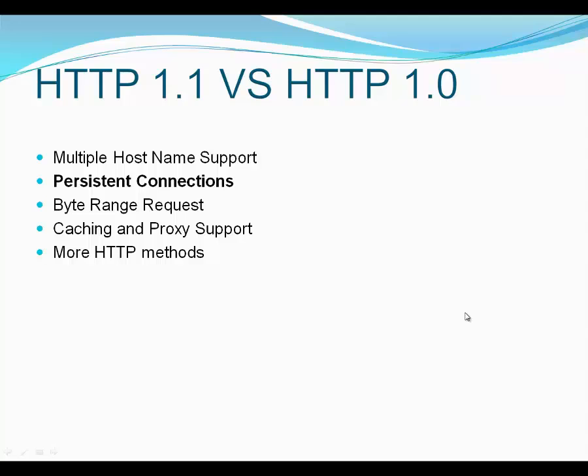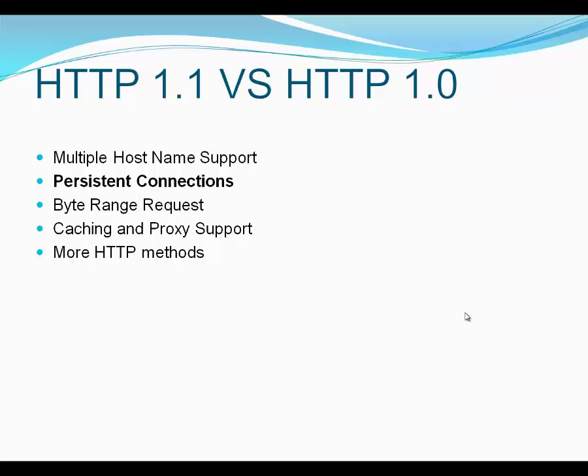Now, right now we have HTTP 2.0. Before that we had HTTP 1.1. But even before 1.1, there was HTTP 1.0 and 0.9. So in today's agenda, we are seeing the differences between HTTP 1.1 and 1.0. Why? Because this was a major change and it was a game changer for the entire internet.